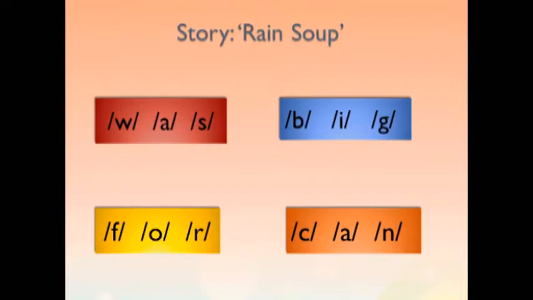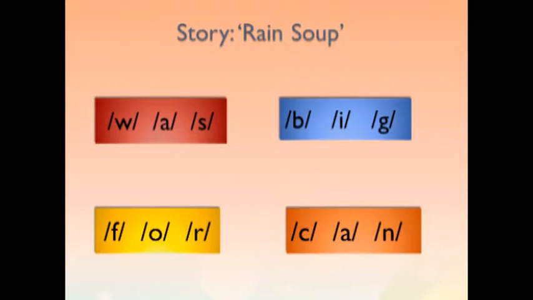Now, look at these 4 words. The words are was, big, for, and can. They all have 3 letters, and they are all made up of 3 sounds.